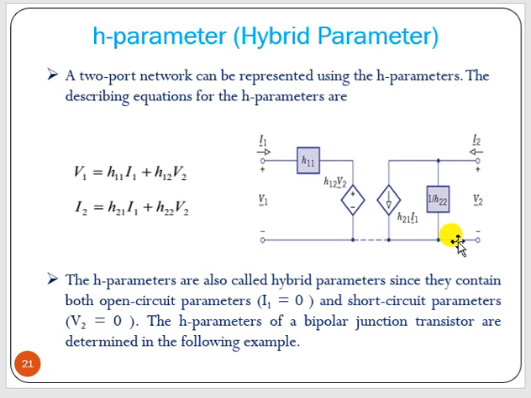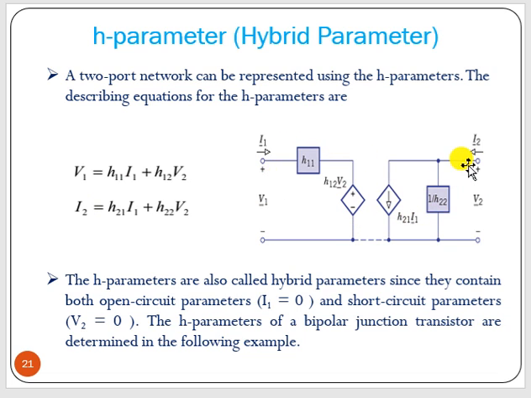Now, to represent that in an equivalent circuit, V1 is nothing but the summation of the voltage sources. So this is I1 into H11, and H12 into V2 is the voltage controlled voltage source. And here this is current, so here there should be a current source, and current addition is possible in a parallel branch, voltage addition in a series branch.